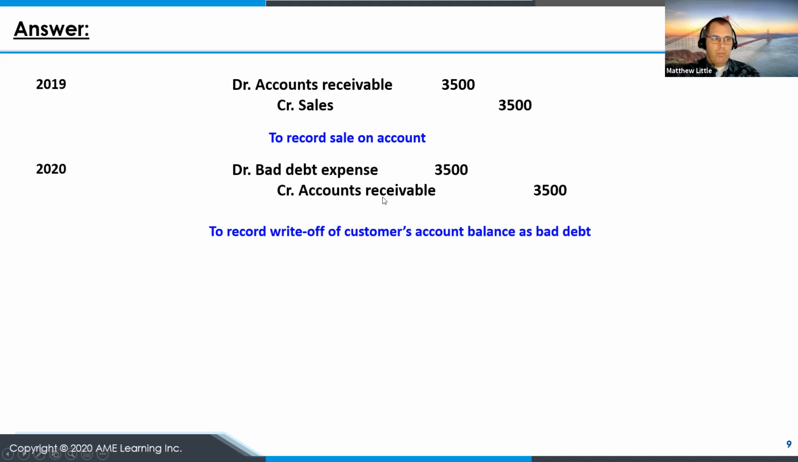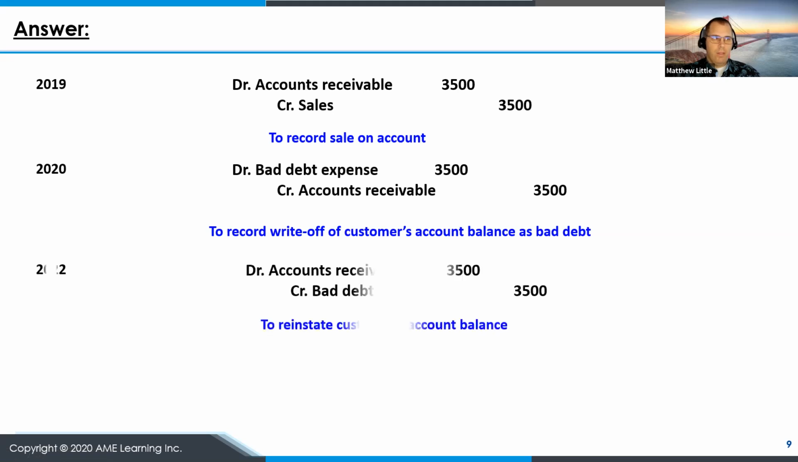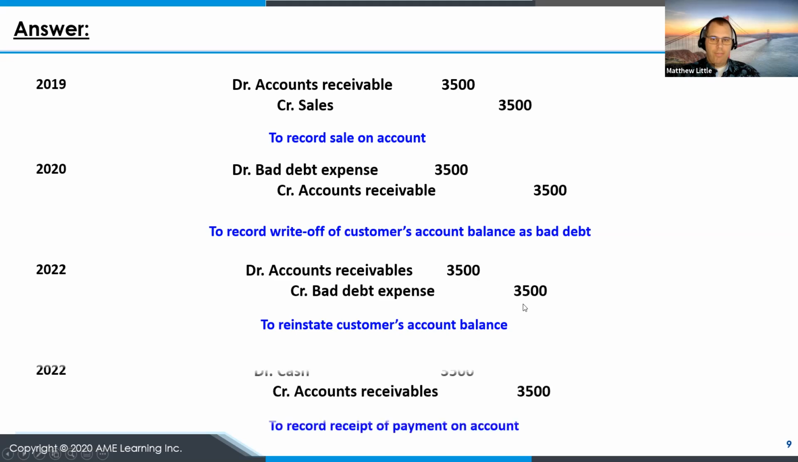They've told us that they couldn't pay, so we reversed their accounts receivable in 2020 for $3,500 and created a bad debt expense, being an operating expense on their income statement. 2 years later, in 2022, they've said they can pay it now. So we need to reestablish the accounts receivable for the customer. So debit AR, $3,500, and we'll credit the bad debt expense for $3,500.